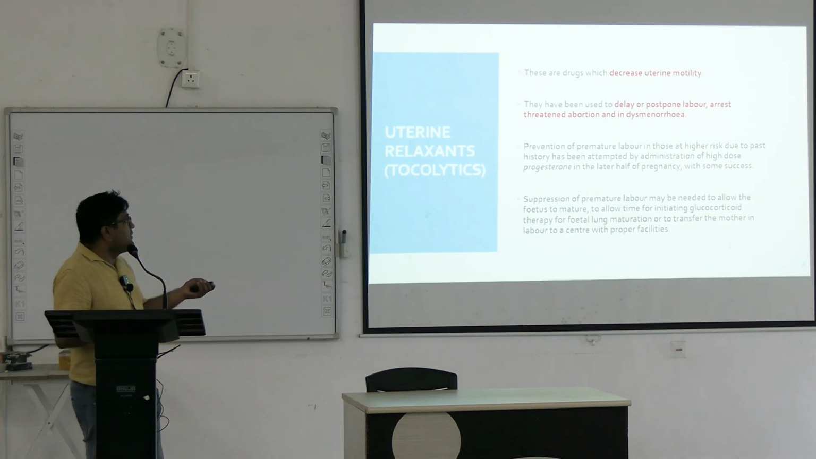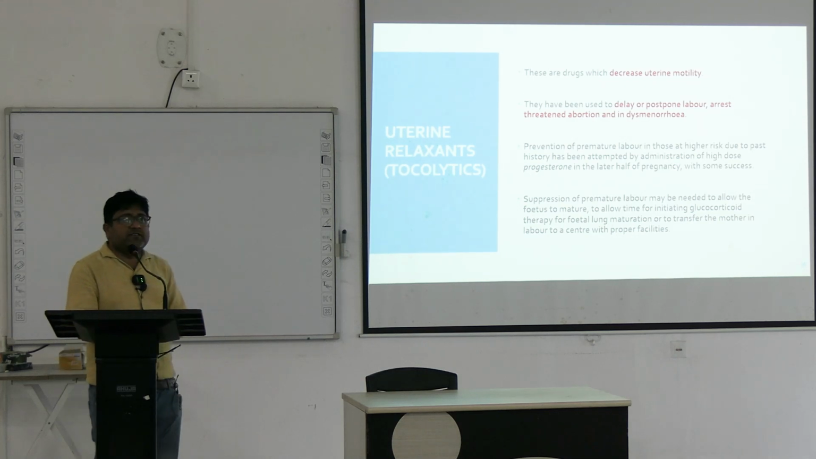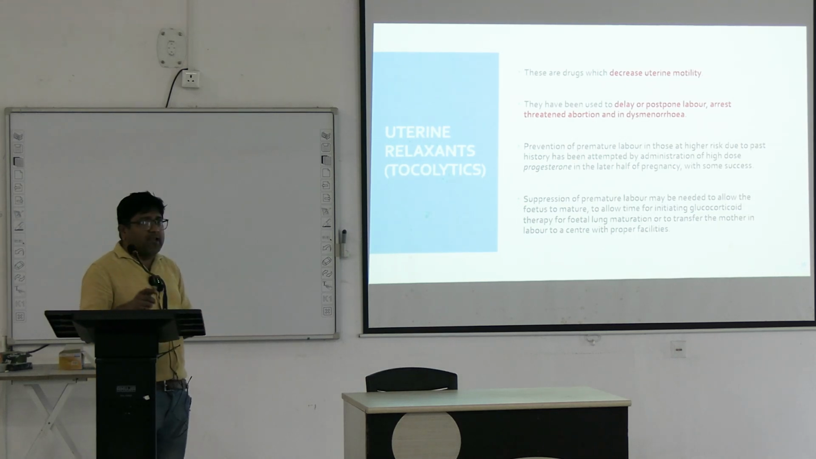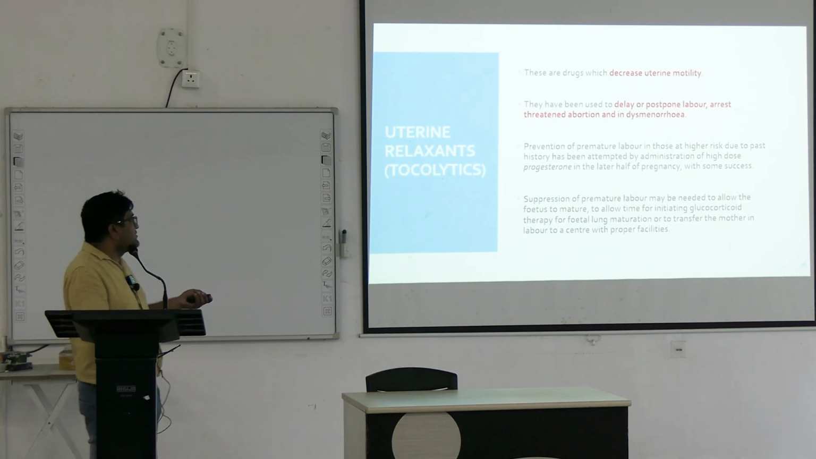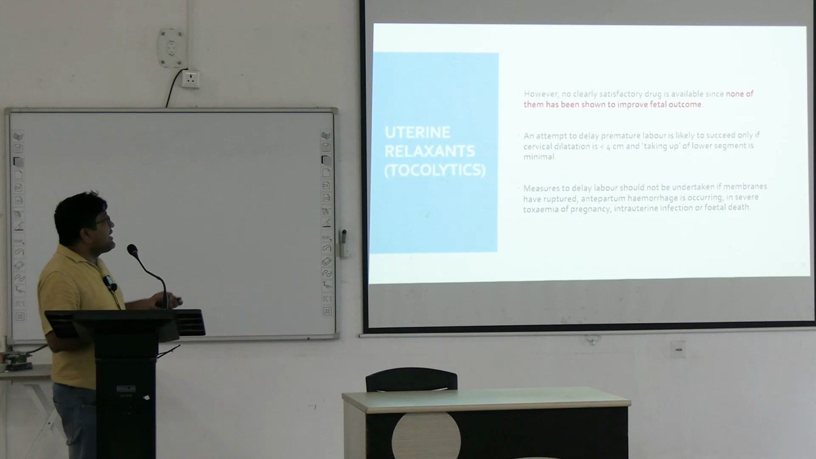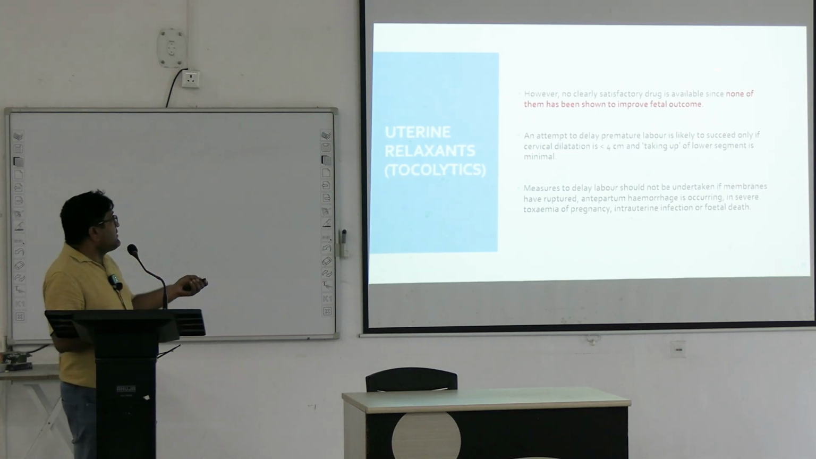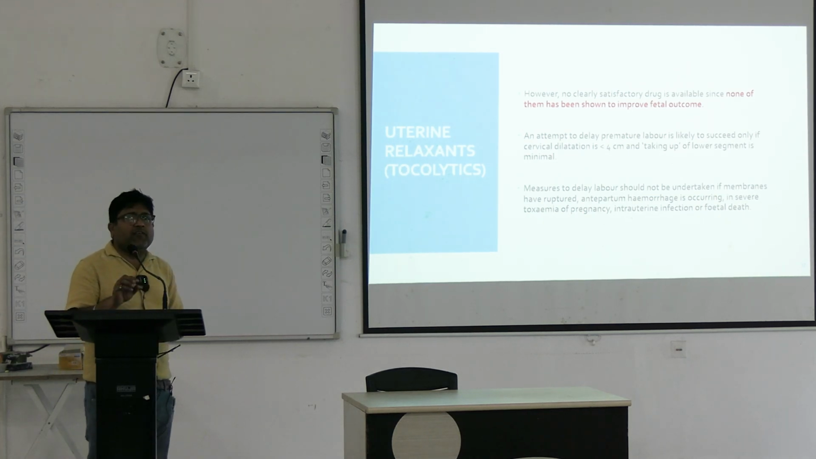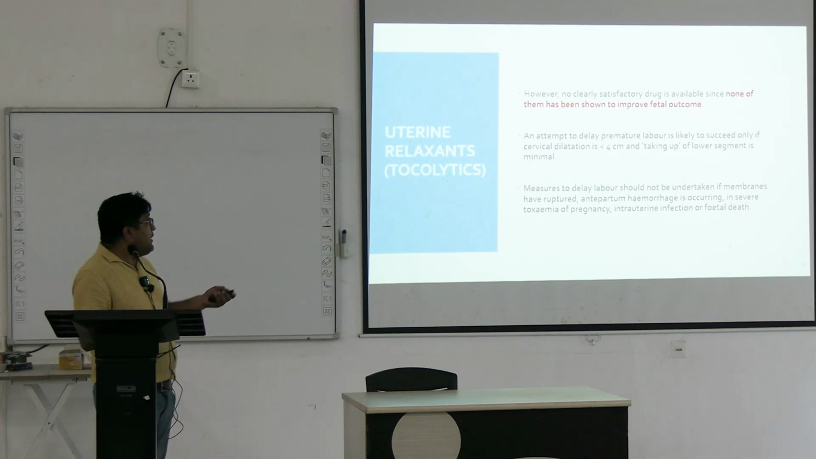Prevention of premature labor in those at higher risk due to past history can be attempted by administration of large dose of progesterone in the later half of pregnancy with some success. Now, no clearly satisfactory drug is available till today, since none of them has been shown to improve the fetal outcome. Why will we use the uterine relaxant? To improve the outcome of the fetus and the mother. But till now, no drug has been shown to improve fetal outcome.